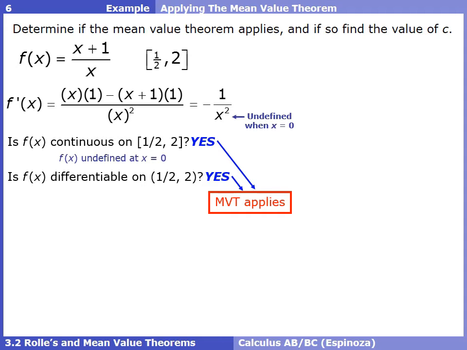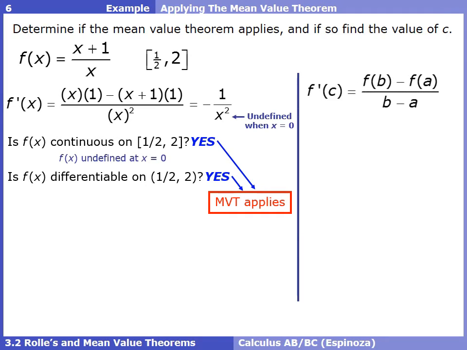Okay, so now that we got that out of the way, we can apply that formula for the mean value theorem. Again, remember, this f prime of c just means to take your derivative and plug in c on the left side of the equation. But if you're not happy with using the letter c, you're more than welcome to just leave that as -1 over x squared if you want. On the right side of the equation, we just need to plug in our a and our b. Our a is 1/2, our b is 2.